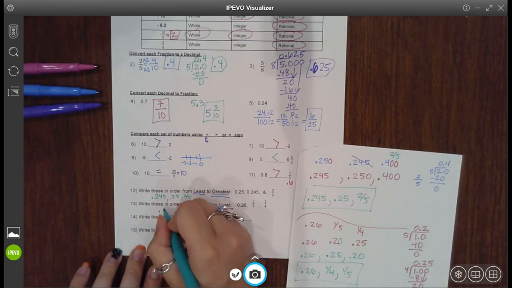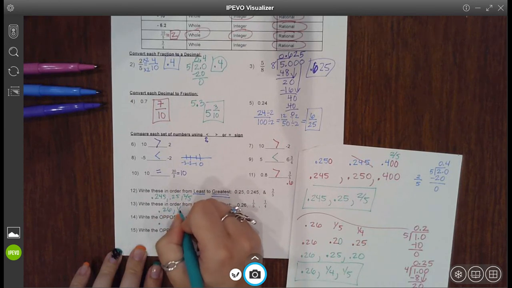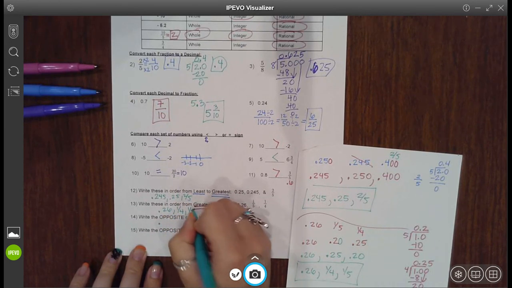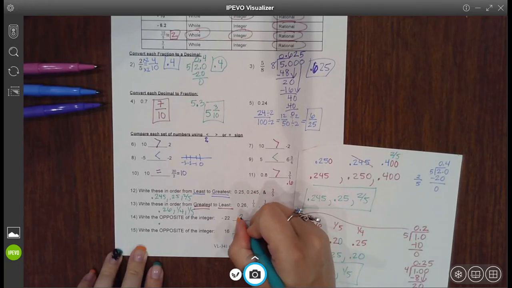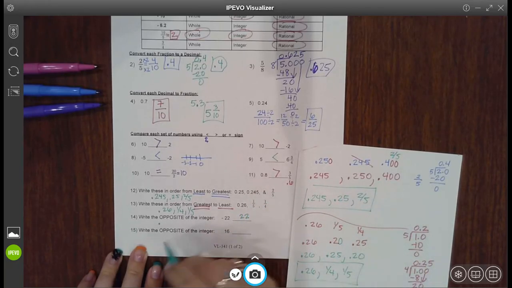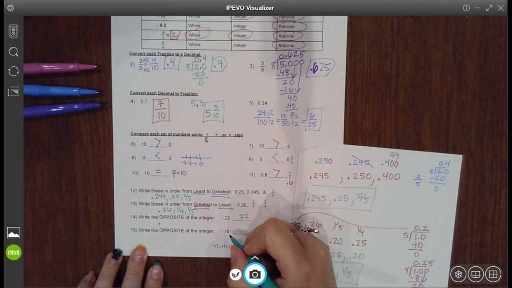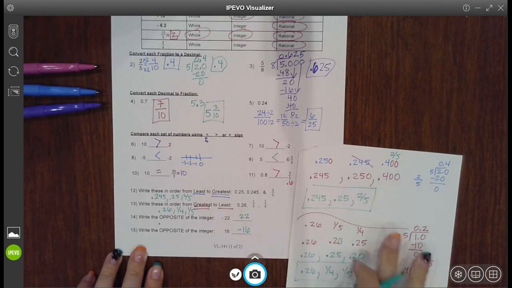So that is now written from greatest to least. Finally, an easy one. Write the opposite of the integer. Well, the opposite of a negative 22 is a positive 22. And then again, write the opposite of the integer. Well, the opposite of a positive 16 is a negative 16.